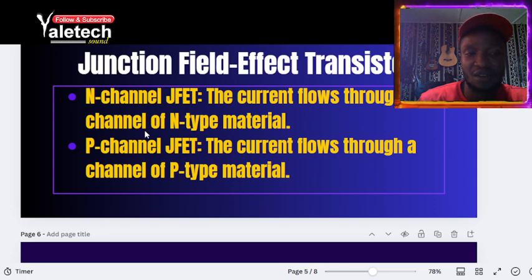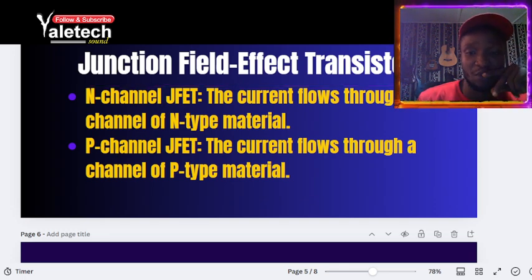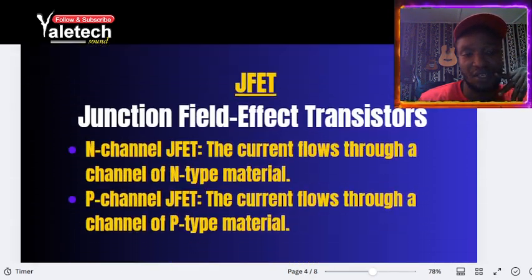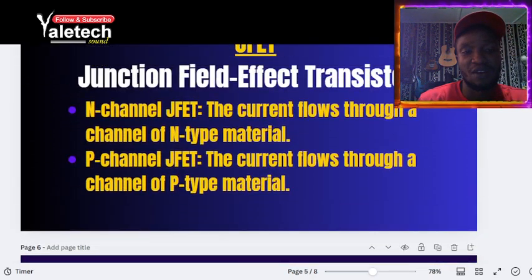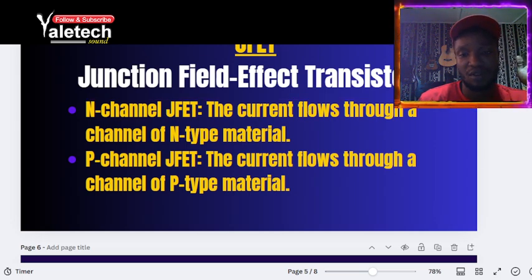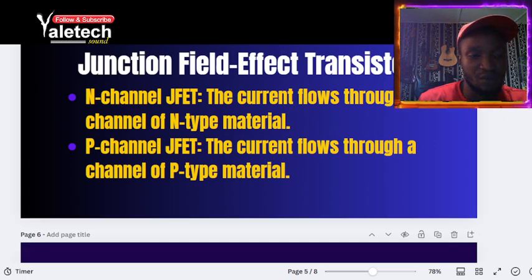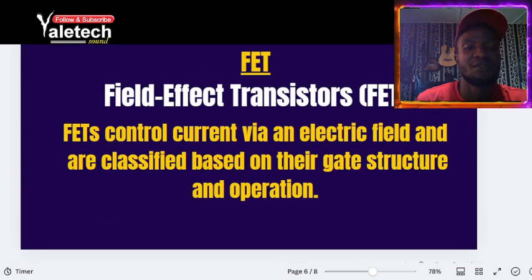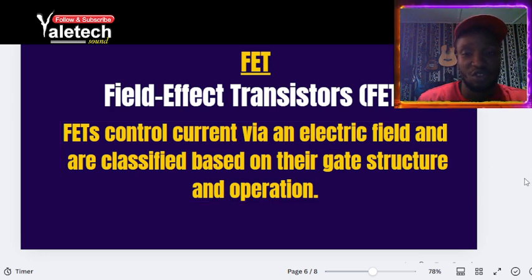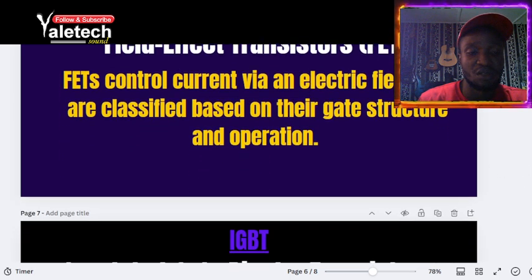Okay, now it has different types too. We have the N channel, then we have the P channel too. So it has two categories, but that of MOSFET is more, almost like four different types. So we have the N channel type, and you can see the difference. The current flows through a channel of N type. Don't cram, we'll understand it by the time we start the real practical. Now this is FET. It controls current via an electric field and is classified based on gate structure, and that is what it simply stands for.